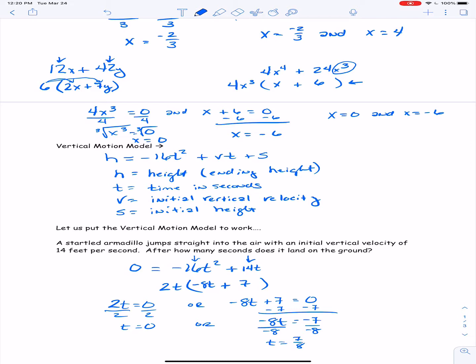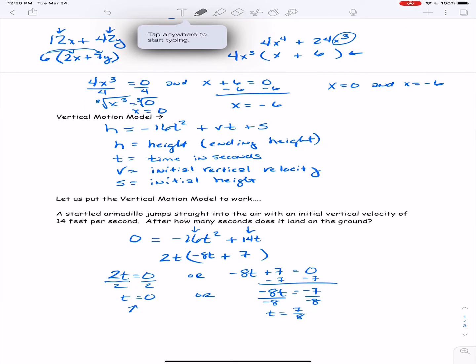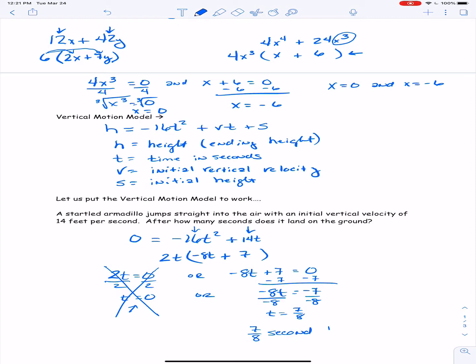Now we have a problem. It's asking us after how long does it take to land on the ground? Well, I can eliminate this answer here, because at 0 seconds, we know that it's going to take some time. So I can eliminate this answer, and so we're only left with one answer. So it takes the armadillo 7/8 of a second to land on the ground.